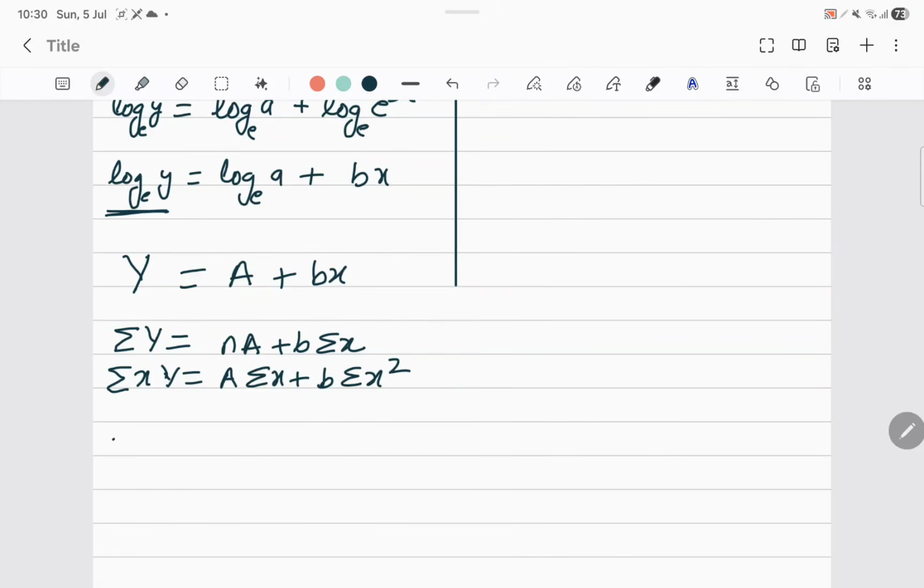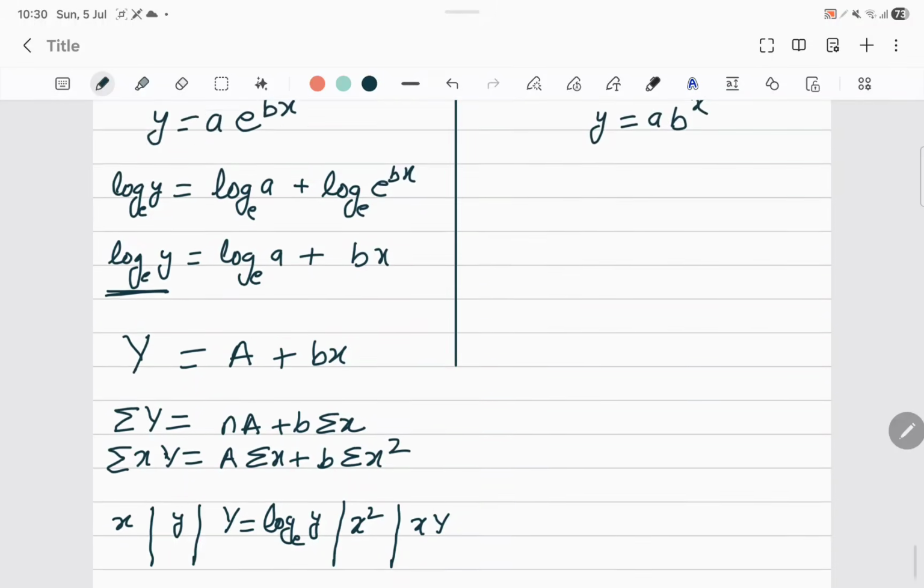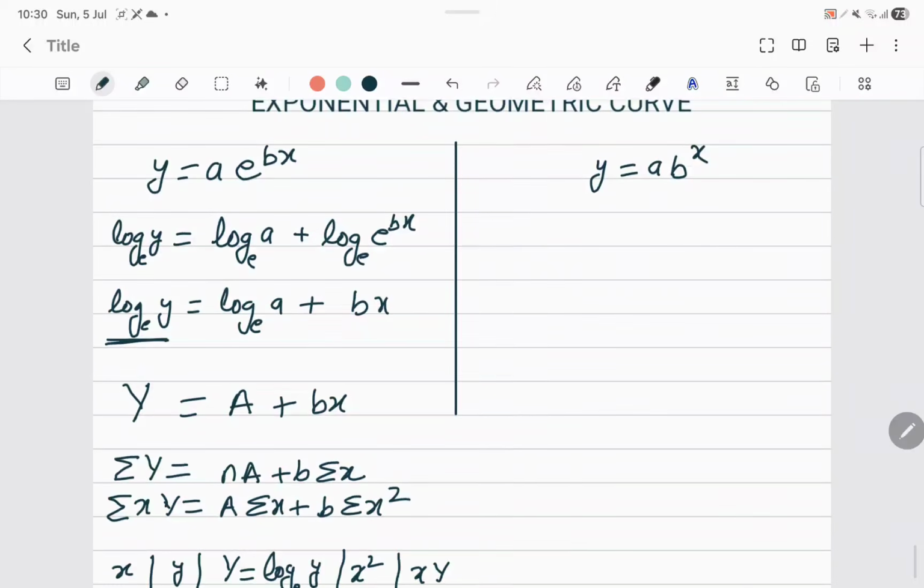So what will be the columns? Columns will be x, y, and then the next column will be capital Y, which will be log of small y. Remember, it is base e, that is ln in your calculator. And then next will be your x square, and next will be your xy. Correct? Now I'll go to the second side, which is geometric.